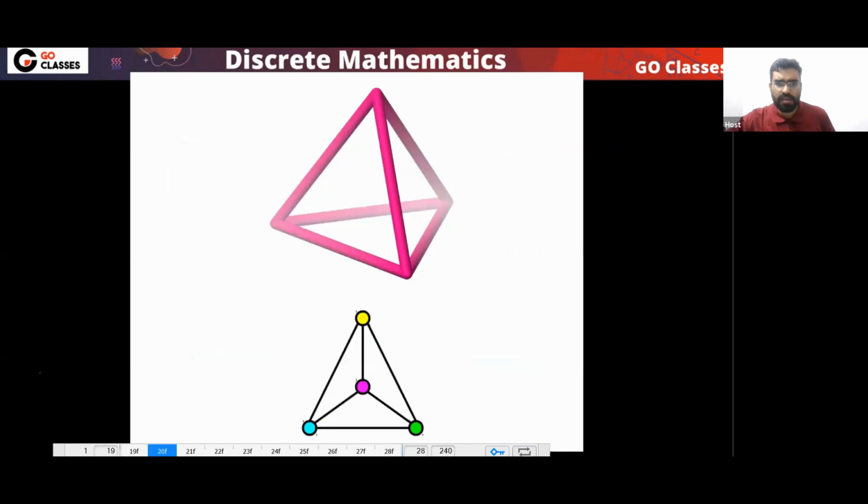Let me know. Let's see this example. For example, this graph is the same. These two graphs are basically the same.